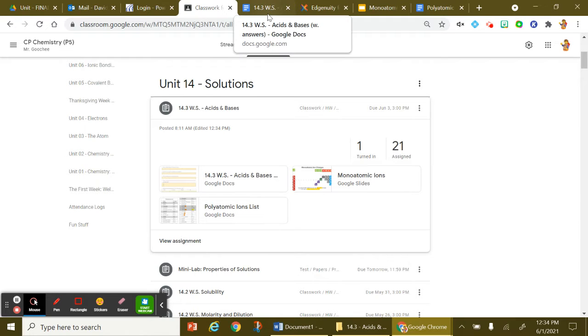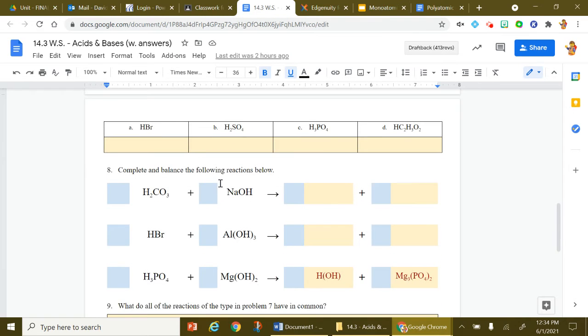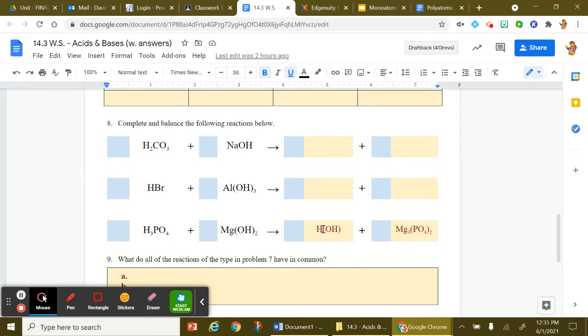Here we go. So the only thing that I think you really need help with in this video, that's not just right off of the notes, is this portion right here where you are doing a bit of predicting and balancing these reactions. Now, these are essentially double replacement reactions, just like we worked on in Unit 8, which happens to be the first unit you reviewed for the final.